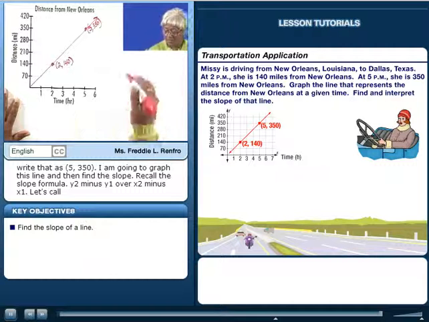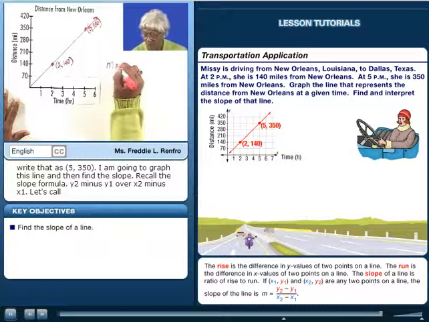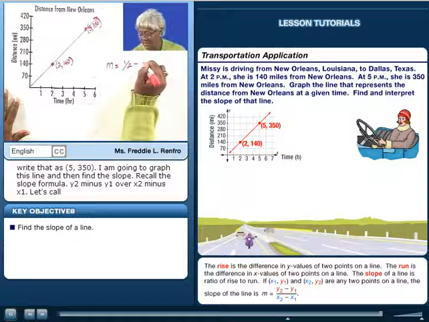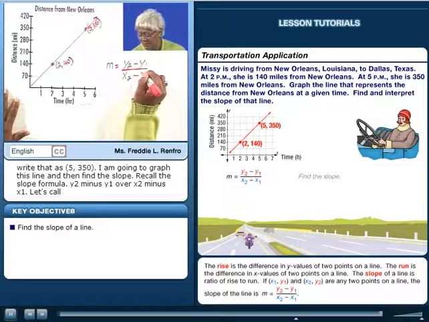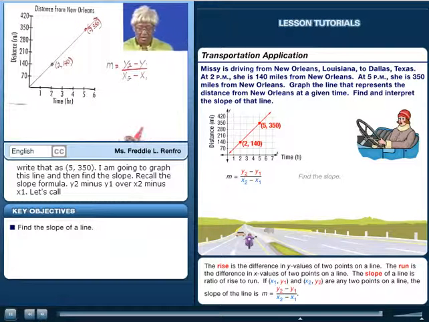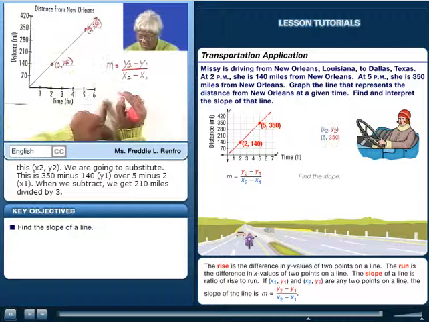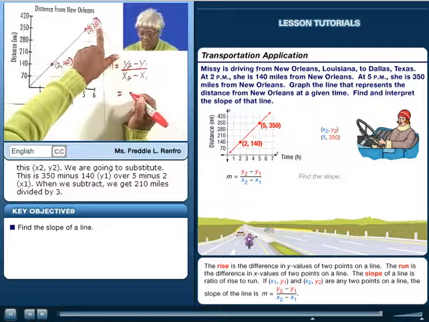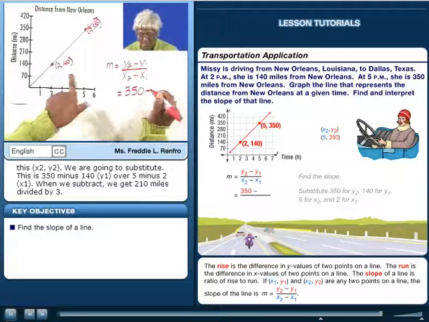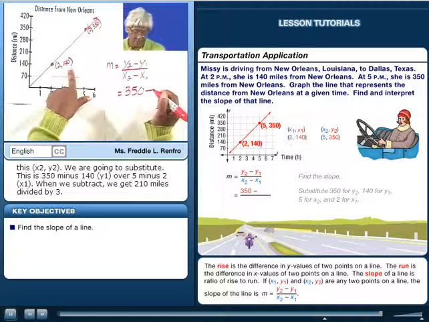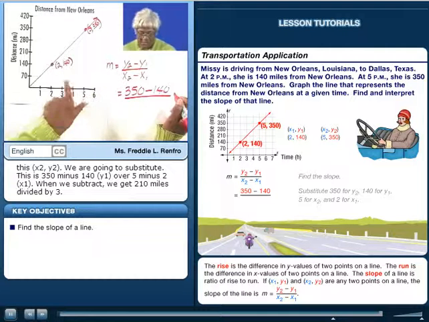We'll recall the slope formula: y2 minus y1 over x2 minus x1. Okay? Well, let's call this x2, y2, and we're going to substitute. This is 350 minus, let's call this x1, y1, 140 over 5 minus 2.